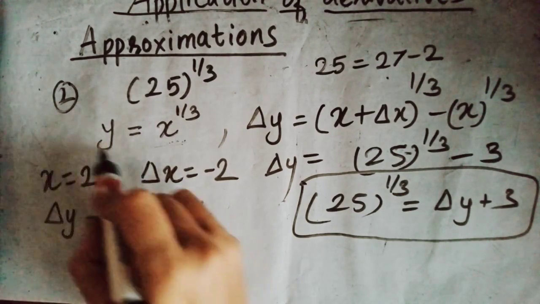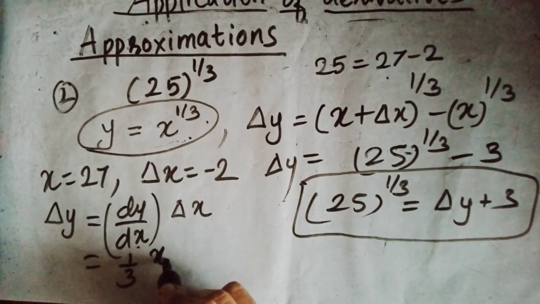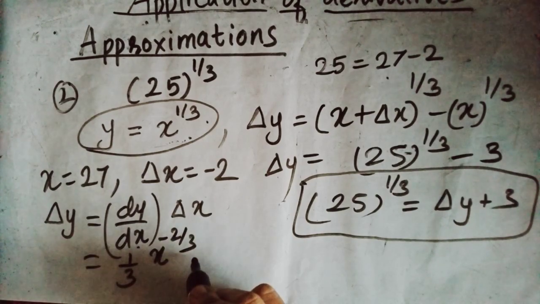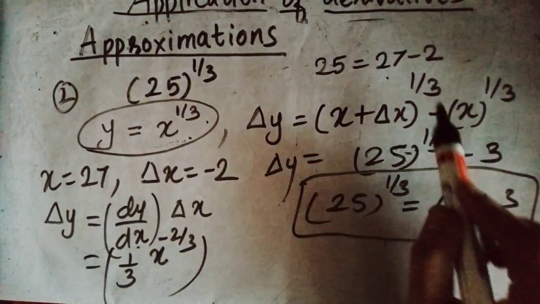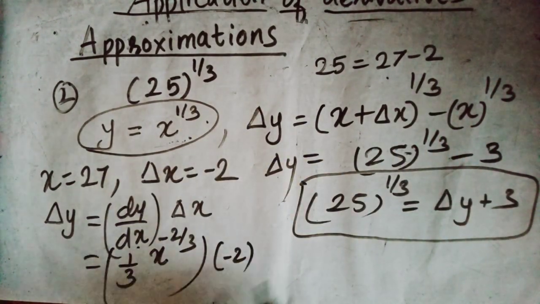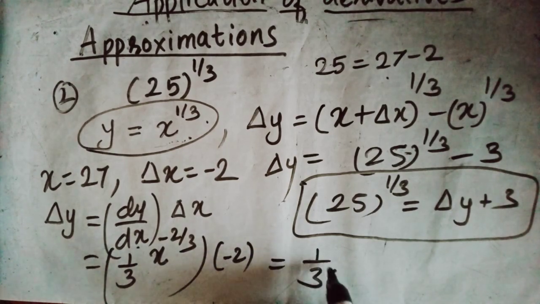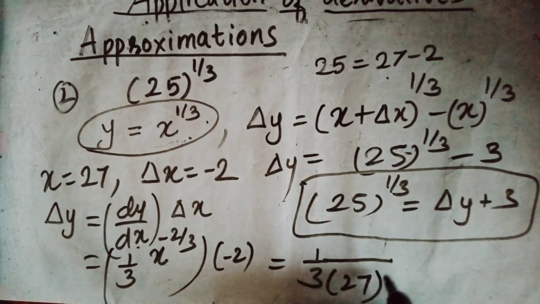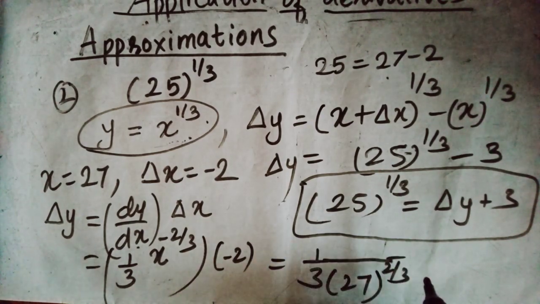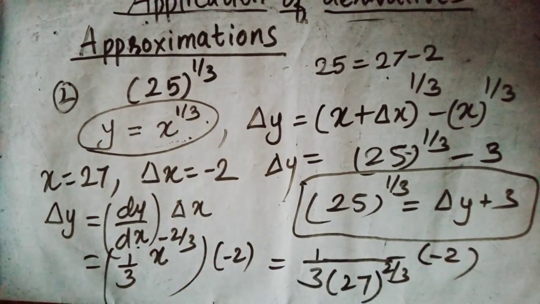Now you take the derivative of this, so this will be 1 by 3 x raised to minus 2 by 3, into del x. Del x is our change, that is minus 2. Since x is 27, this will be 1 by 3, taking it in the denominator, 27 raised to 2 by 3, and into minus 2. Write it here.